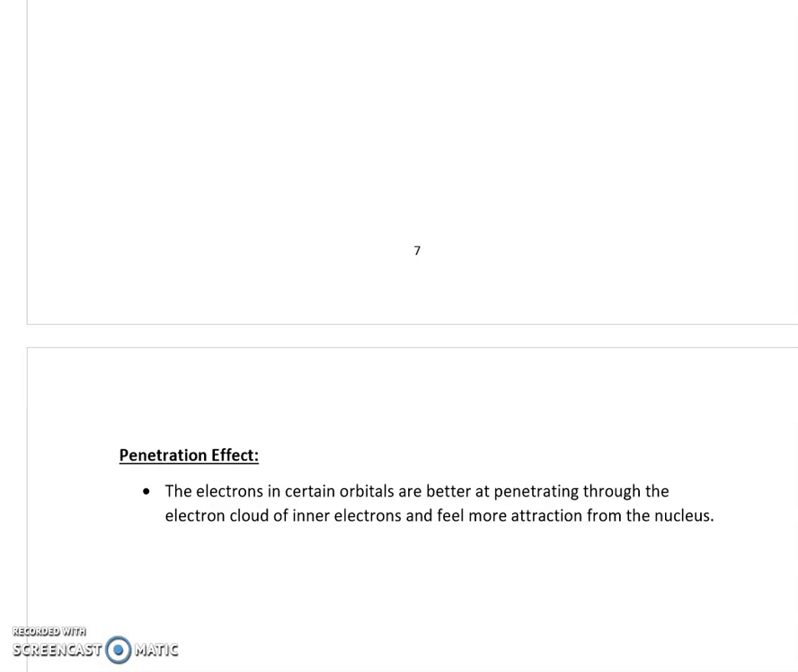Now with penetration, I'm going to go ahead and draw our lithium over here. Remember our lithium, it had a +3, and then let me draw a ring around there. Okay, so we know that it had 2 core electrons, so I'm going to use a different color for my core electrons. So here I have the 2 core electrons, and then over here we had the valence electron.